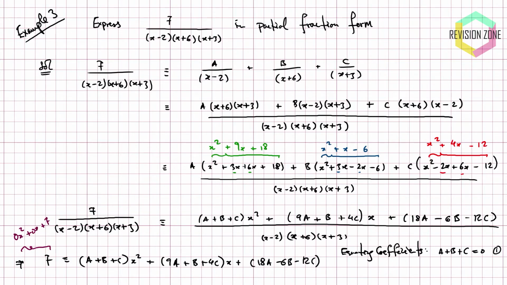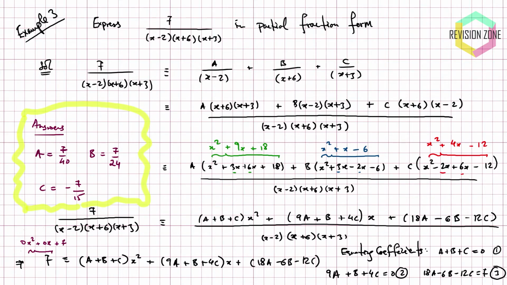So the second equation I get is 9a plus b plus 4c equals 0, and this is equation 2. And the third equation I'm going to get is by saying that the constant part had better be 7. So 18a minus 6b minus 12c is equal to 7, and that's my equation 3. At this stage, we need to go away and solve these, and that's a fair bit of work. I don't think it's worth getting into here, so I'll just write down the answers.